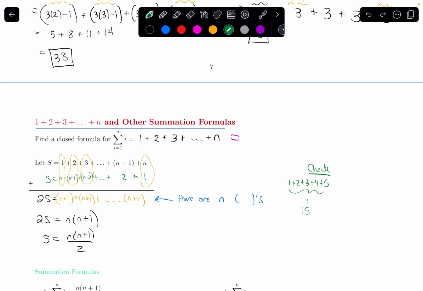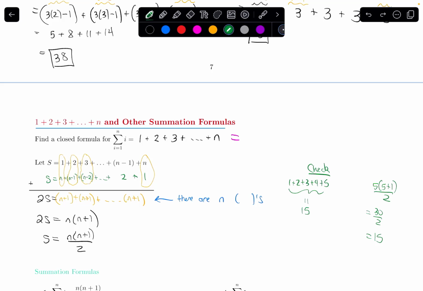On the other side, what I would get is 5 times 5 plus 1 over 2. So this is 30 over 2. But that's 15. Those are equal, and I like that. So why this formula is really nice is, well, this works for any value of n. So if I needed to add the first 1,000 positive integers together, I could just plug it into the formula and get the answer really quickly.